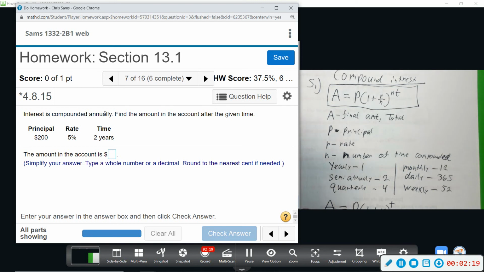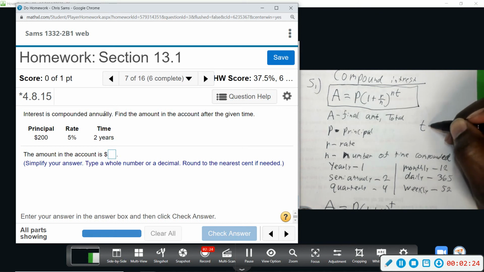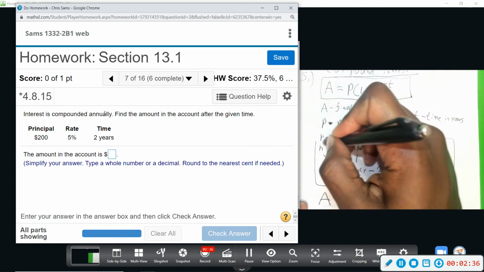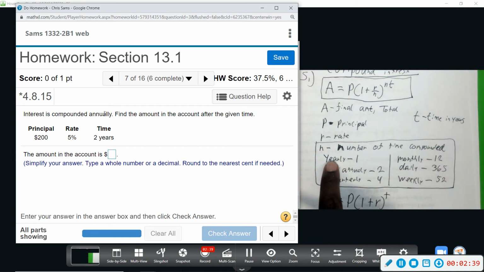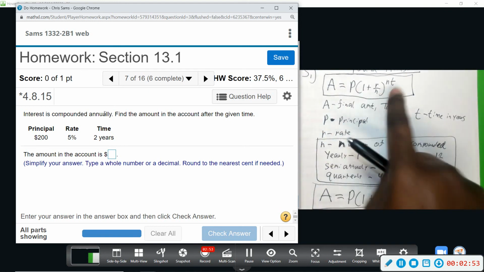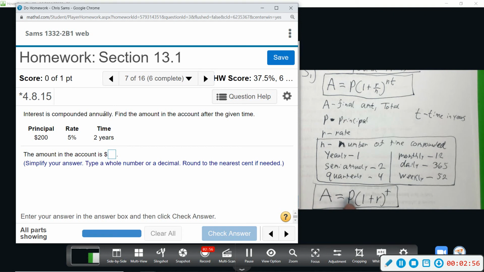But when they give you N, and I didn't write T, T is still time in years. So all of these refer to N. So when it's compounded annually, that means yearly, same thing. This is the formula that you want to use right here. It's a simple version of this. So if N is anything other than 1, we have to use the full-blown formula. But here we can use the simplified one. So A equals P times 1 plus R raised to the T.